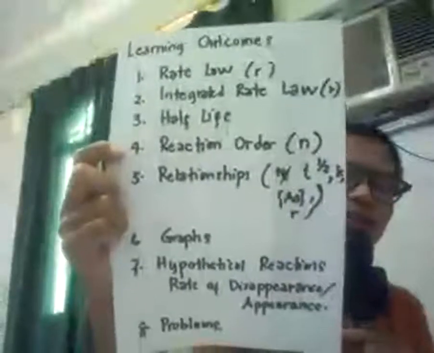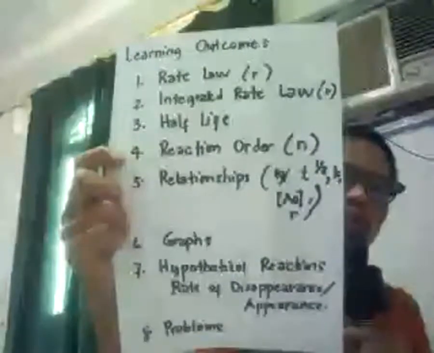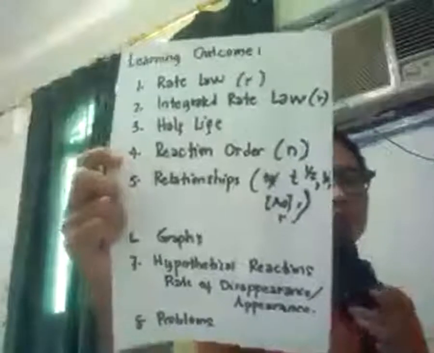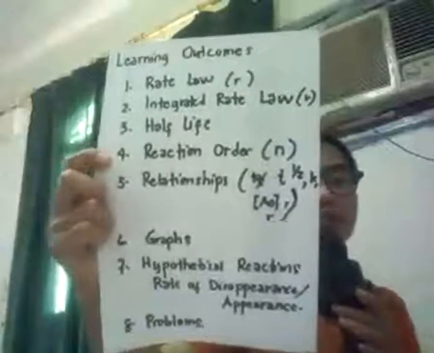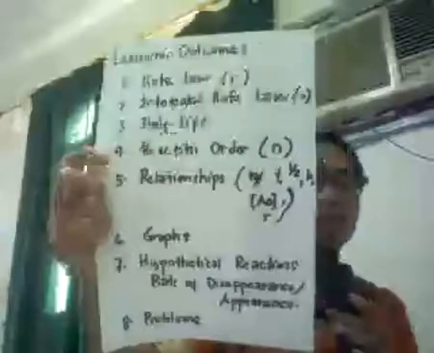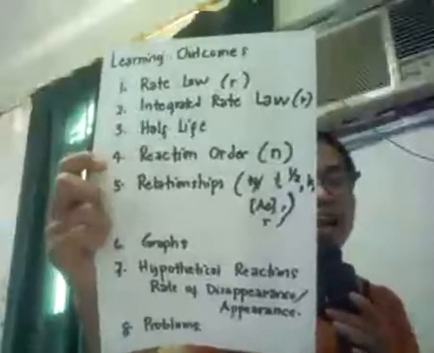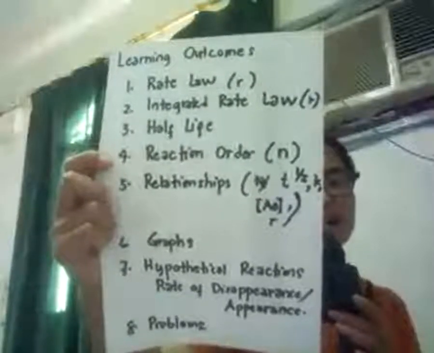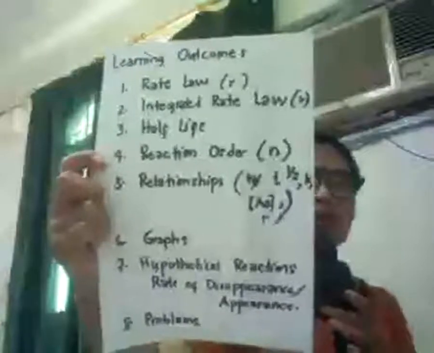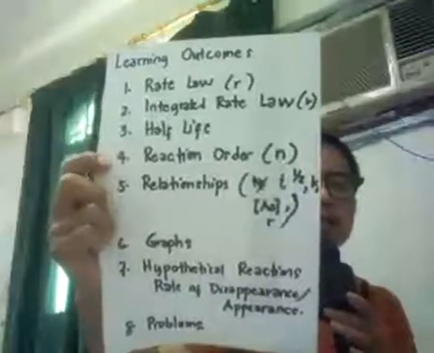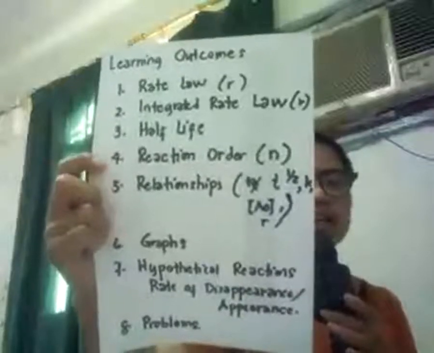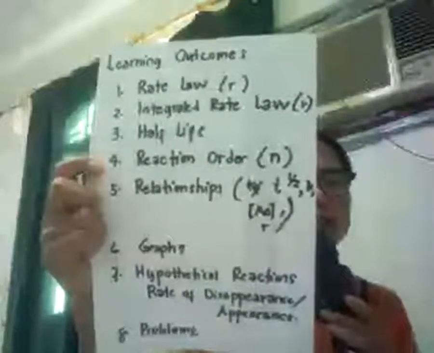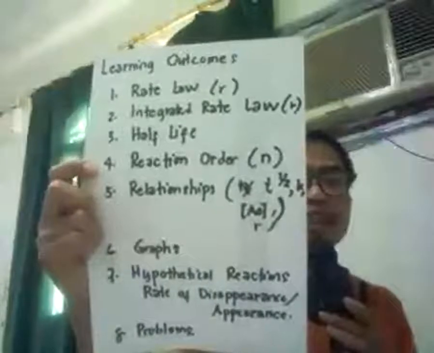Number 1, we need to understand what a rate law is. Rate law is a small r, or you can also have a big R, it depends on you, as long as it is a rate law. A rate law is also known as reaction rate, or chemical reaction rate. So if the problem says, what is the reaction rate? Automatically, you are pushed to find the rate law. It's just the same.